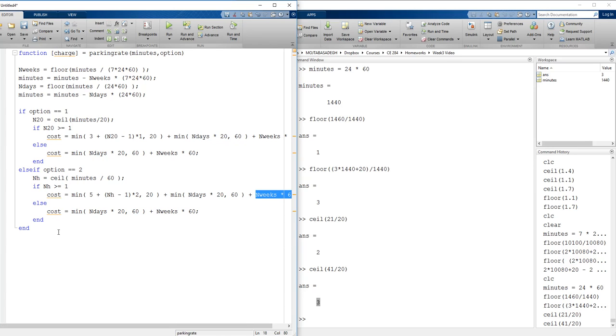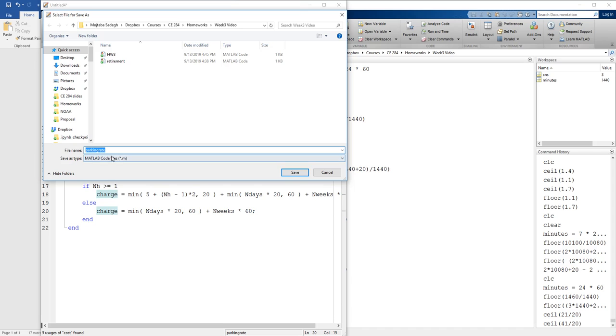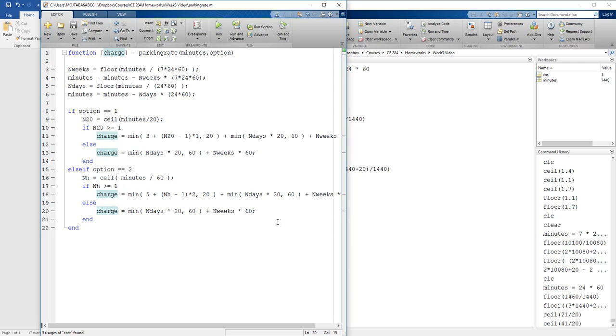You have your cost, and now what I noticed is that we call our thing cost, whereas the output is charge. So that's not going to look good. I'm going to copy this. I'm going to replace cost with charge, so we have our output defined. So this is how you're going to write your parking charge. Again, this is a function. You're going to save this, and then it's going to be your file name. Don't change this, and this is your function. Perfect.